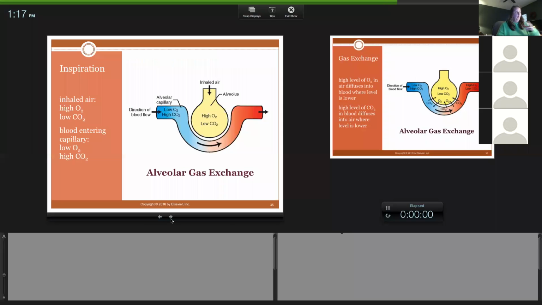Now, the whole goal of inspiration and exhalation is to bring in oxygen and to carry CO2 out. And for the test, I also want you to know where the concentrations are higher and lower.